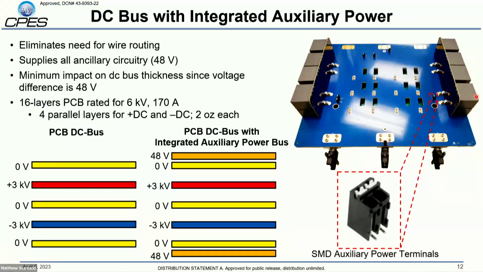We also implemented surface mount connectors on here. So once we do all of our field analysis for the converter and determine where we want all of our components to be placed, then we can just simply put surface mount terminals on the bus, and that gives us a direct connection to the 48 volt auxiliary power bus. And so it eliminates any of the high voltage wiring that we previously had running throughout the converter.